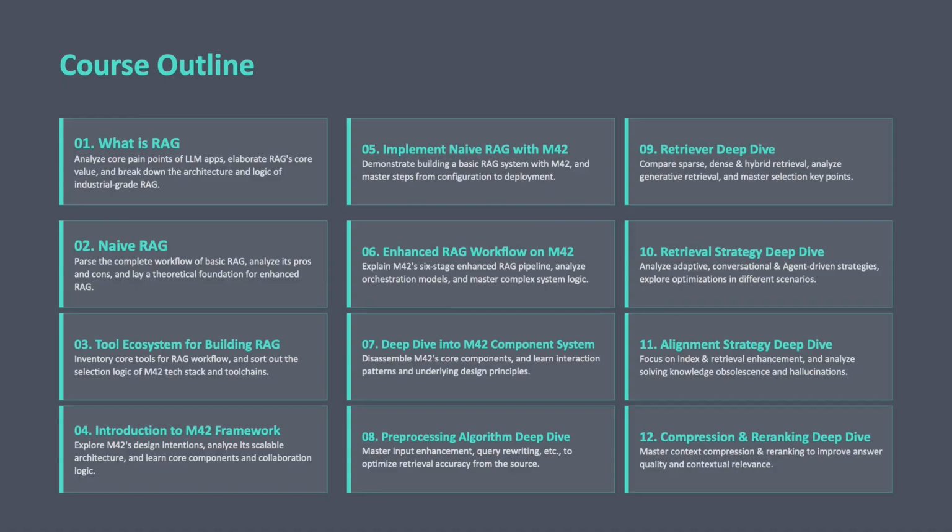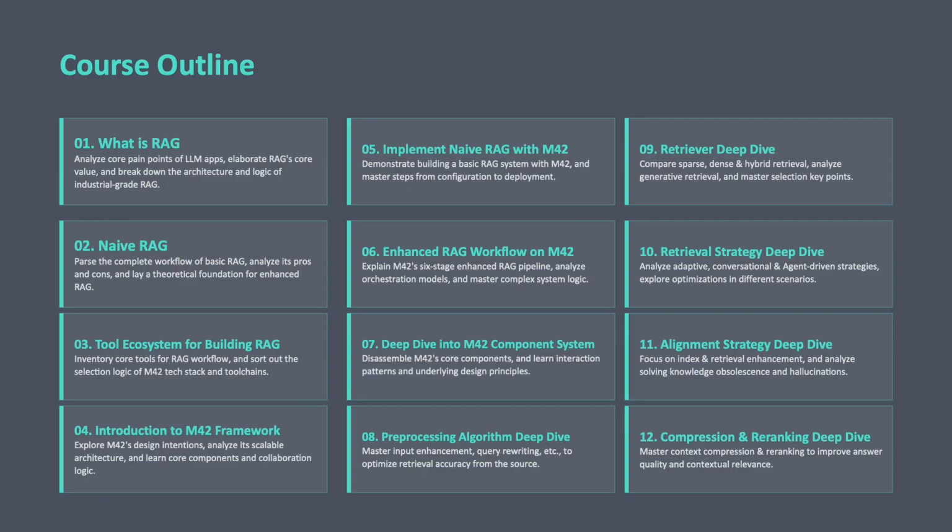Second, Naive RAG will dissect the complete end-to-end workflow of basic vanilla RAG, weigh its strengths and obvious limitations, and lay the essential theoretical groundwork we'll rely on for all enhanced RAG chapters later. Third, tool ecosystem for building RAG. We'll list out all mainstream core tools across the entire RAG pipeline, then sort out the reasoning behind how we pick the M42 tech stack and supporting tool chains for enterprise use.